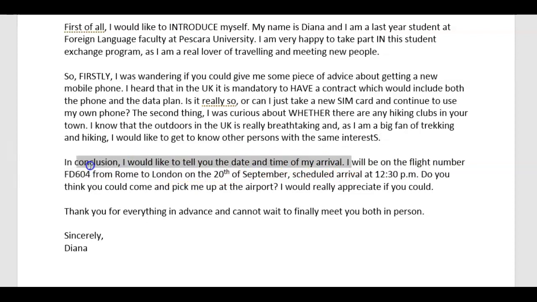Great, from the very first sentence in this paragraph. Awesome. I will be on the flight number this and that from Rome to London on the 20th of September. Scheduled arrival at. I would put it more like a sentence. Let's say full stop. The arrival will be scheduled at 12:30 p.m.